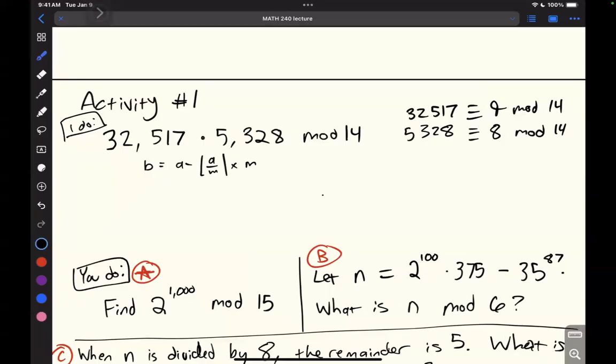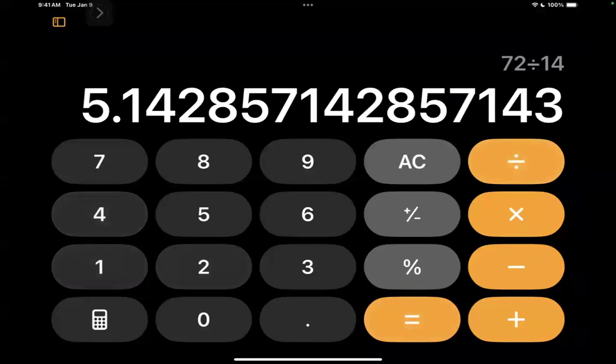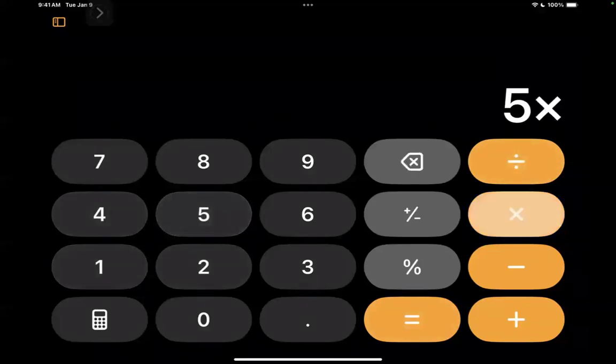And so now we can just multiply 9 times 8. So 9 times 8 is 72. And then 72 mod 14 is a little bit easier to do. And so, okay, let's actually do this. 72 divided by 14 is 5. 5 times 14 is 70. That's 2 off from 72.